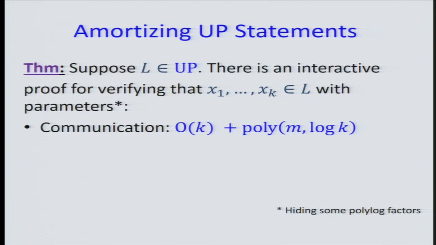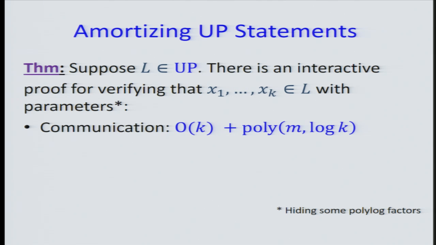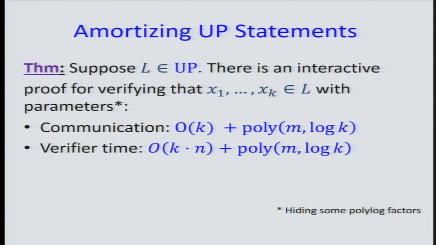So this is what we want to show, that for the class UP, we can do this type of amortization, with what kind of parameters? First of all, communication. Rather than k times m, which is the naive thing, it's going to be roughly k plus m. A little bit more than that, but a significant saving. Verification time is k times n, just reading the n inputs, since the verifier has to read the input. On top of that, it's just some polynomial in m, with some log k factors as well, rather than the m times k that the naive thing gets.